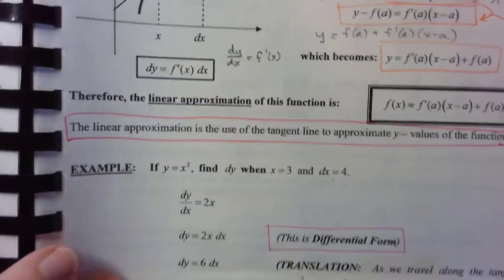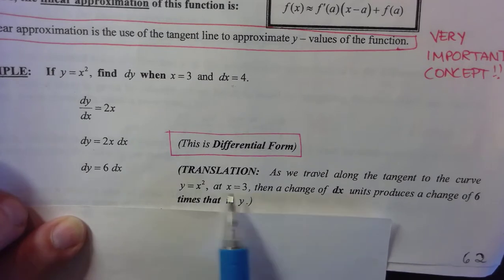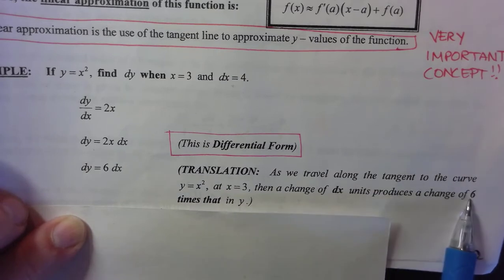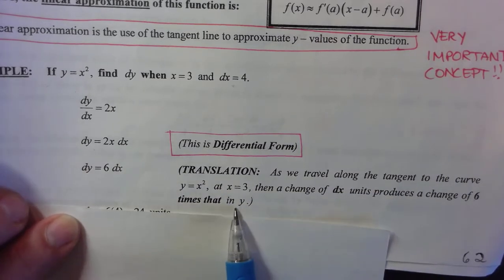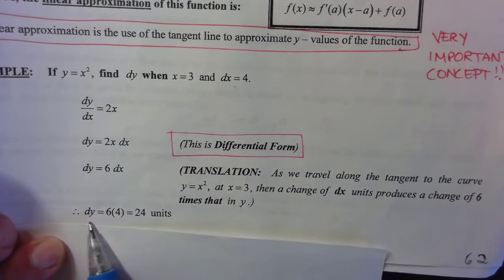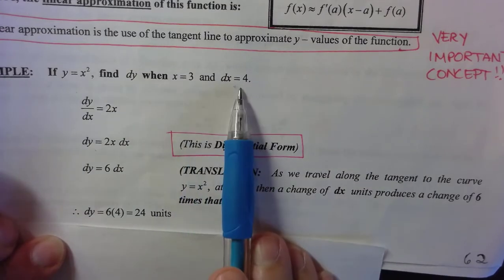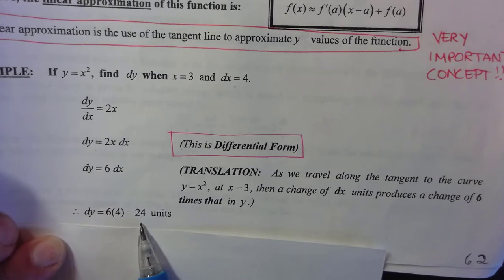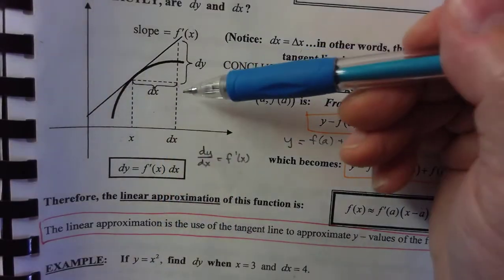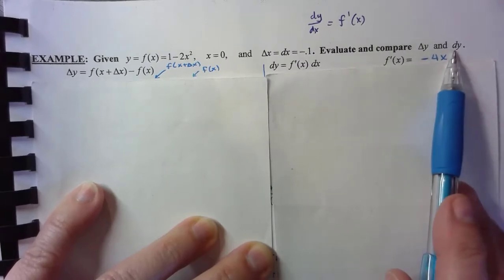Translation: as we travel along the tangent to the curve y equals x squared at x equals 3, then a change of dx units produces a change of 6 times that in our y. Therefore, dy is 24 units. So when x is 3, if I change x by 4 units, y is going to change by 24 units. We are going to compare delta y and dy.